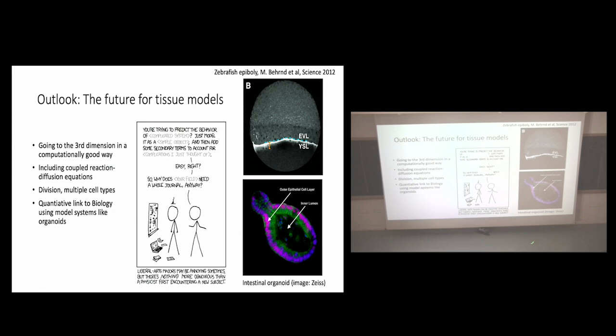But also caveat emptor. This is my favorite XKCD, yes. Please read it. You're trying to predict the behavior of a complicated system: just model it as simple objects and then add some secondary terms to account for complications I just thought of. Easy, right? So why do you need a full journal for your field? This is your typical physicist trying to talk to biologists, yes. This does tend to not end well, yes.